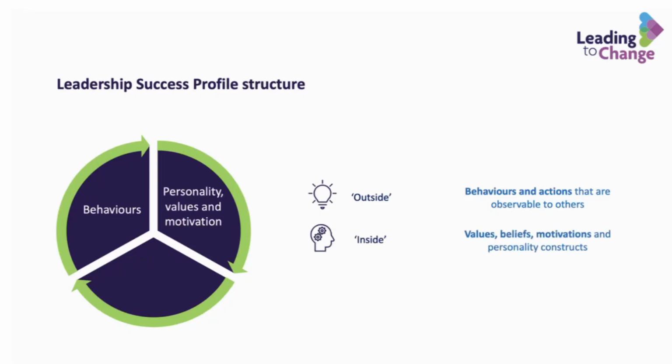The next chunk is personality, values, and motivation. We tend to describe these characteristics as being on the inside. They are the things that aren't necessarily observable or noticeable immediately to other people, but they're so important in shaping the way in which you approach the world around you, and certainly your leadership style.